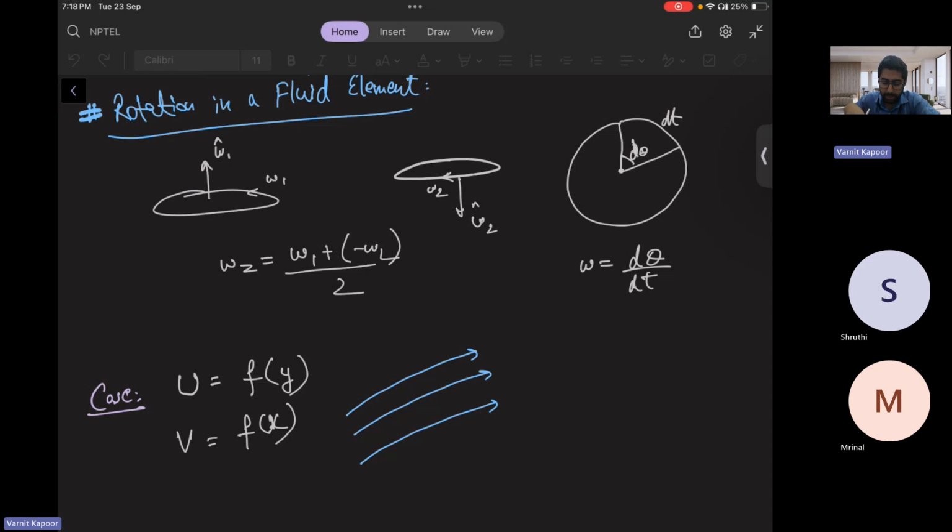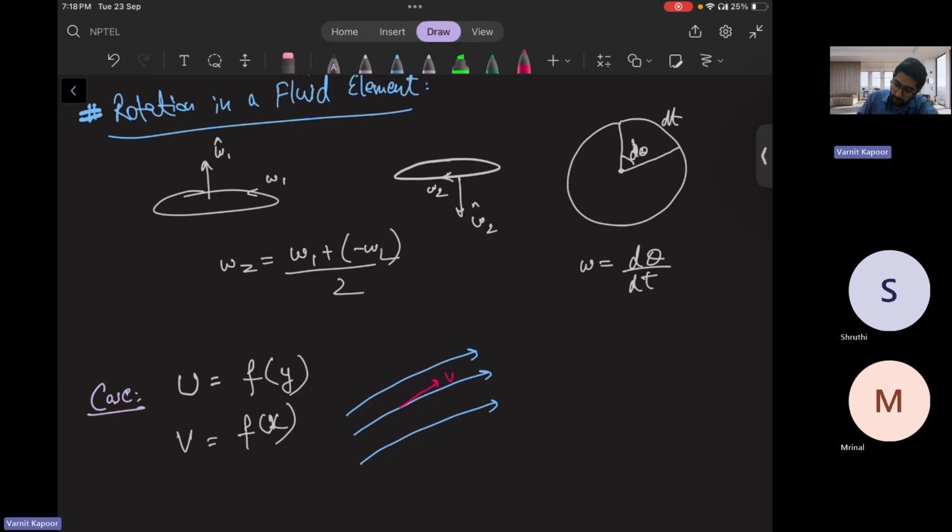So I was saying a case that if my velocity u is only a function of y and velocity v is only a function of x. Okay, so this is a streamline. So let's draw the velocity components. Net velocity is the v vector, which has two components, small u and small v.